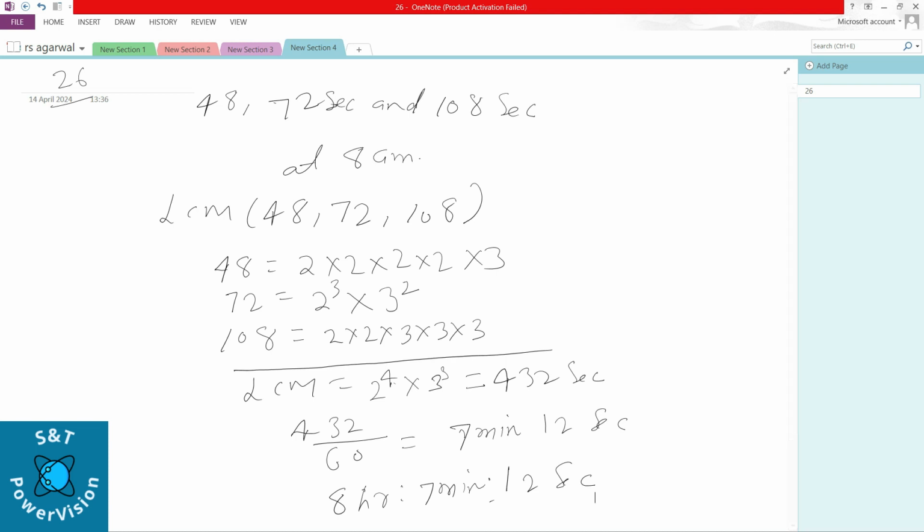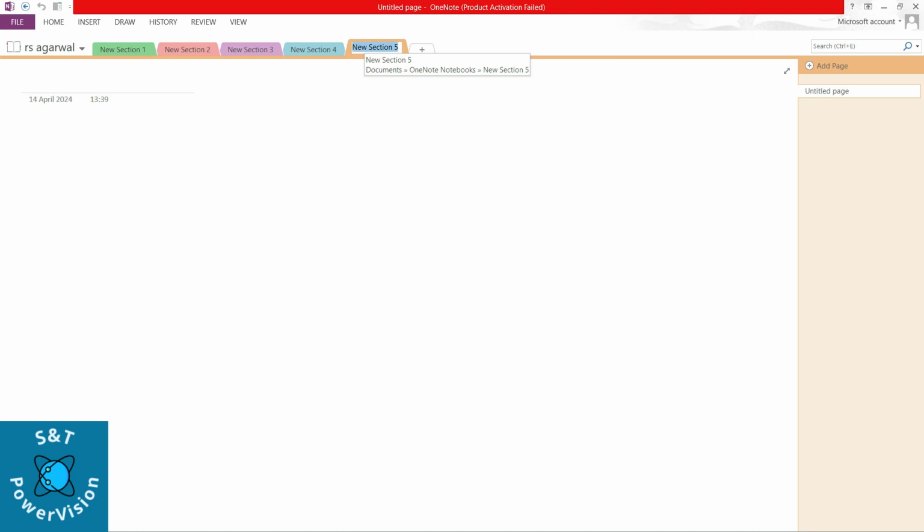Now, the last question, question number 27. Six bells commence tolling together and toll at intervals of 2, 4, 6, 8, 10, 12 minutes respectively. In 30 hours, how many times do they toll together here? So the toll intervals are 2, 4, 6, 8, 10, 12.